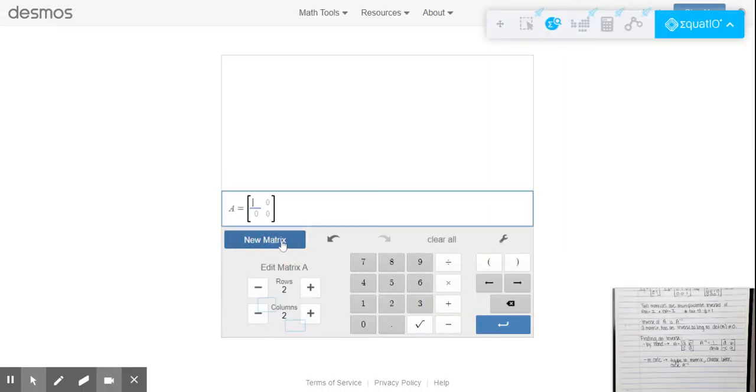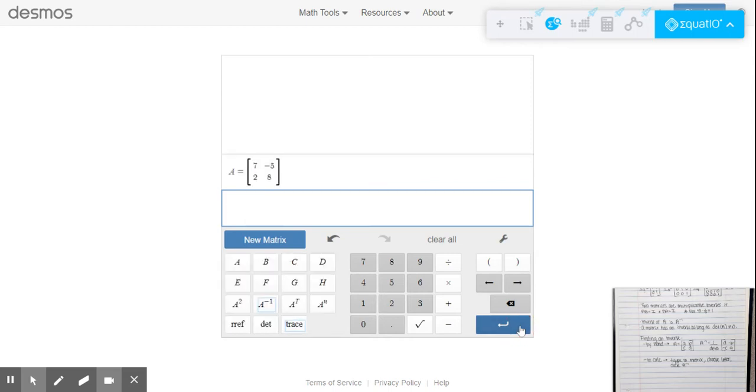Okay, so let's make a new matrix. Let's just say it's a 2 by 2. Let's say 7, negative 5, 2, and 3. No, let's change it. Let's do 2 and 8. Okay, so I'm entering in that matrix. I'm going to hit A, the inverse.